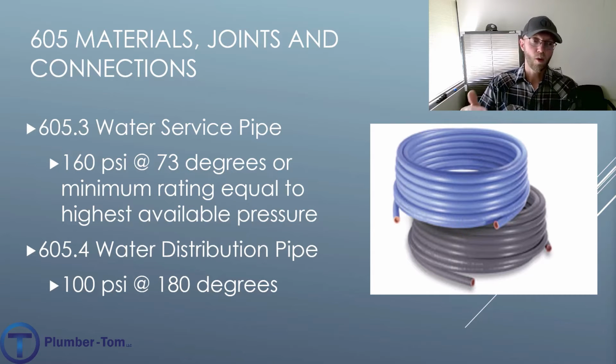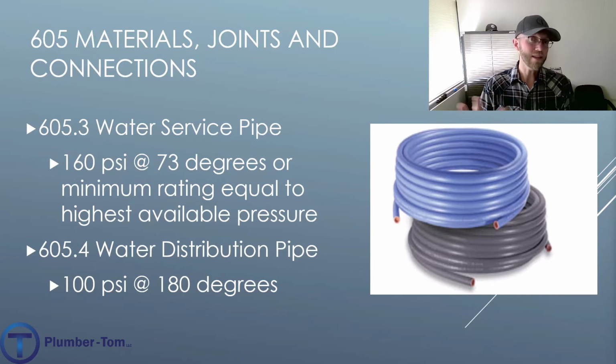Now when I say normal, look at 605.4, water distribution pipe. Now we've left the pipe that brings water into the building and we're distributing throughout the building, and there's a different requirement. It says 100 psi at 180 degrees Fahrenheit. Please note that 180 degrees Fahrenheit is much higher than 73. What we're looking at is the fact that when pipe is hot, the strength of that pipe diminishes. It will not be as strong if it's superheated.